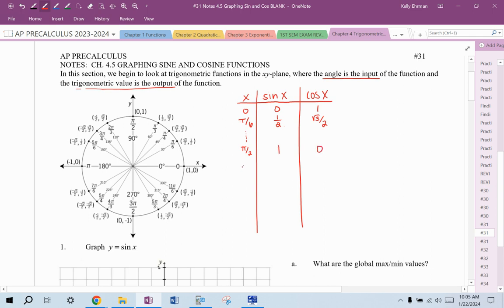And then we can plug in pi. Sine is 0, cosine is -1. And then 3 pi over 2. Sine is -1, cosine is 0. And finally, if we finish up at 2 pi, we get back to 0 for sine and 1 for cosine.